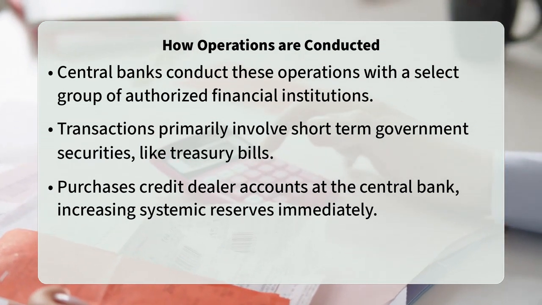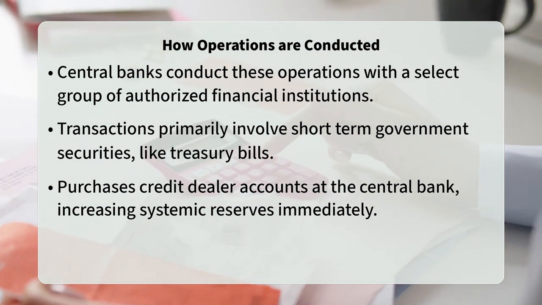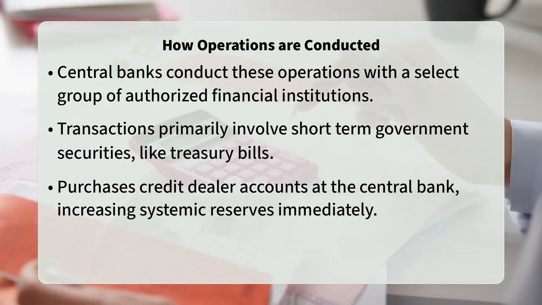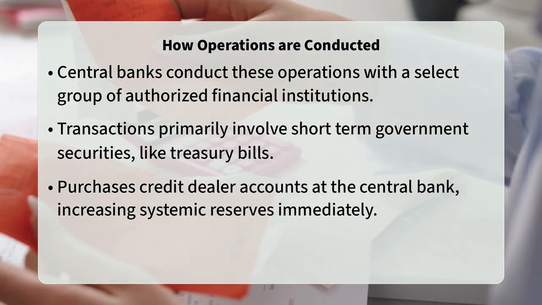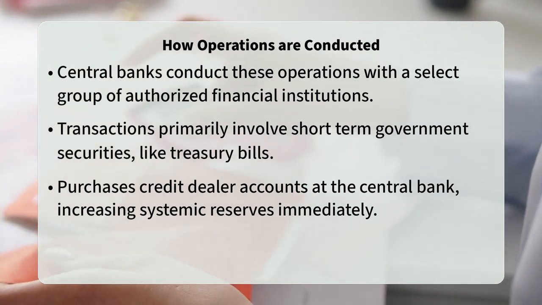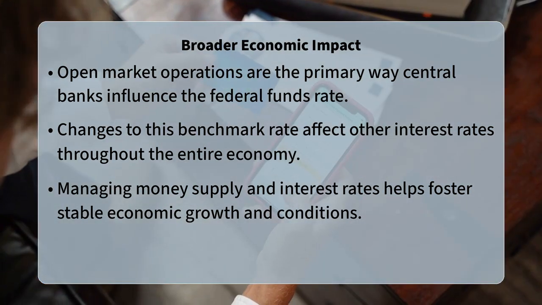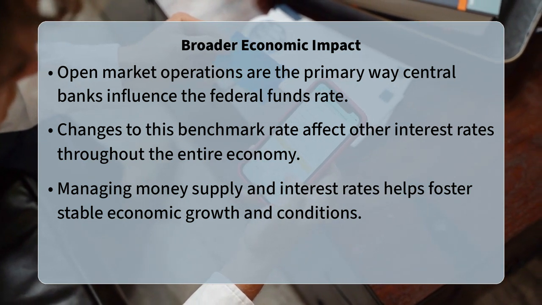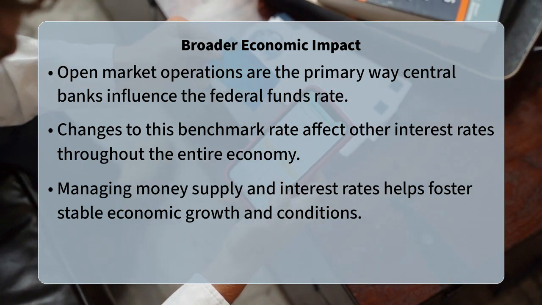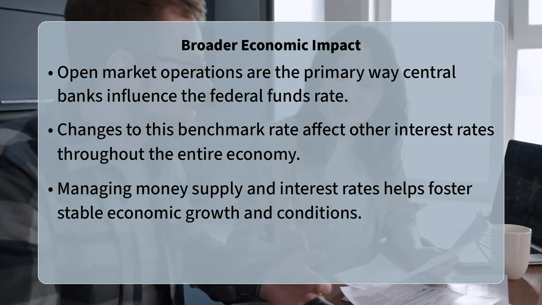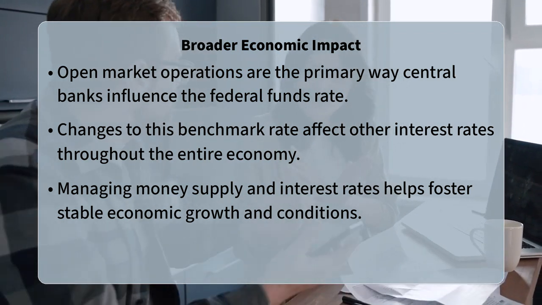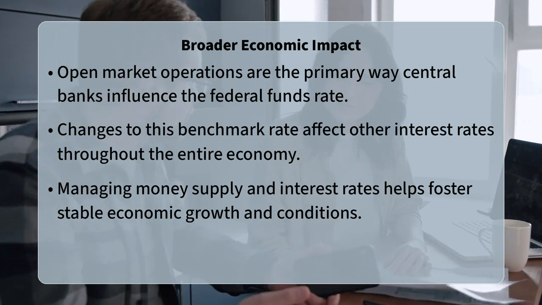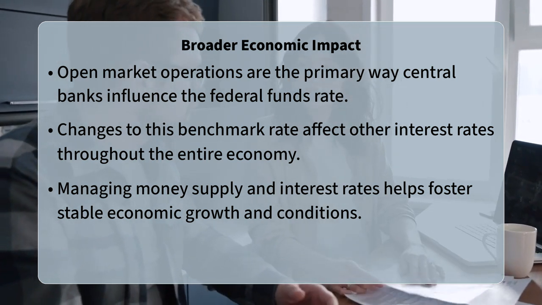This constant buying and selling of government bonds by a central bank like the Federal Reserve is not just about moving money around. It is also the primary mechanism through which the central bank influences the federal funds rate. This is the overnight interest rate at which banks lend reserves to each other. By adjusting the supply of reserves through open market operations, the central bank can steer this crucial benchmark rate, which then trickles down to affect other interest rates throughout the economy, from mortgage rates to business loans.